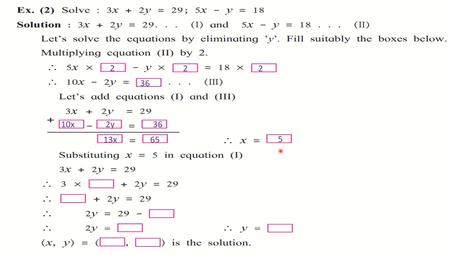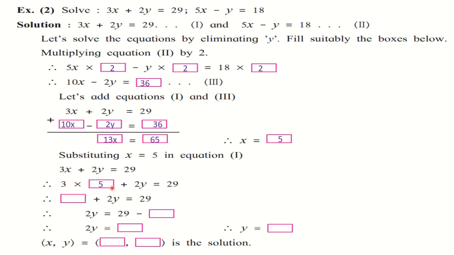Now the next step is to find out the value of y. For that purpose, substitute x is equal to 5 in equation 1. All these steps are given to you. Only you have to write the correct answers in the boxes. In place of x you are going to write 5. As I have said, either you can write it in brackets or you can put a multiplication sign. Here the multiplication sign is given.